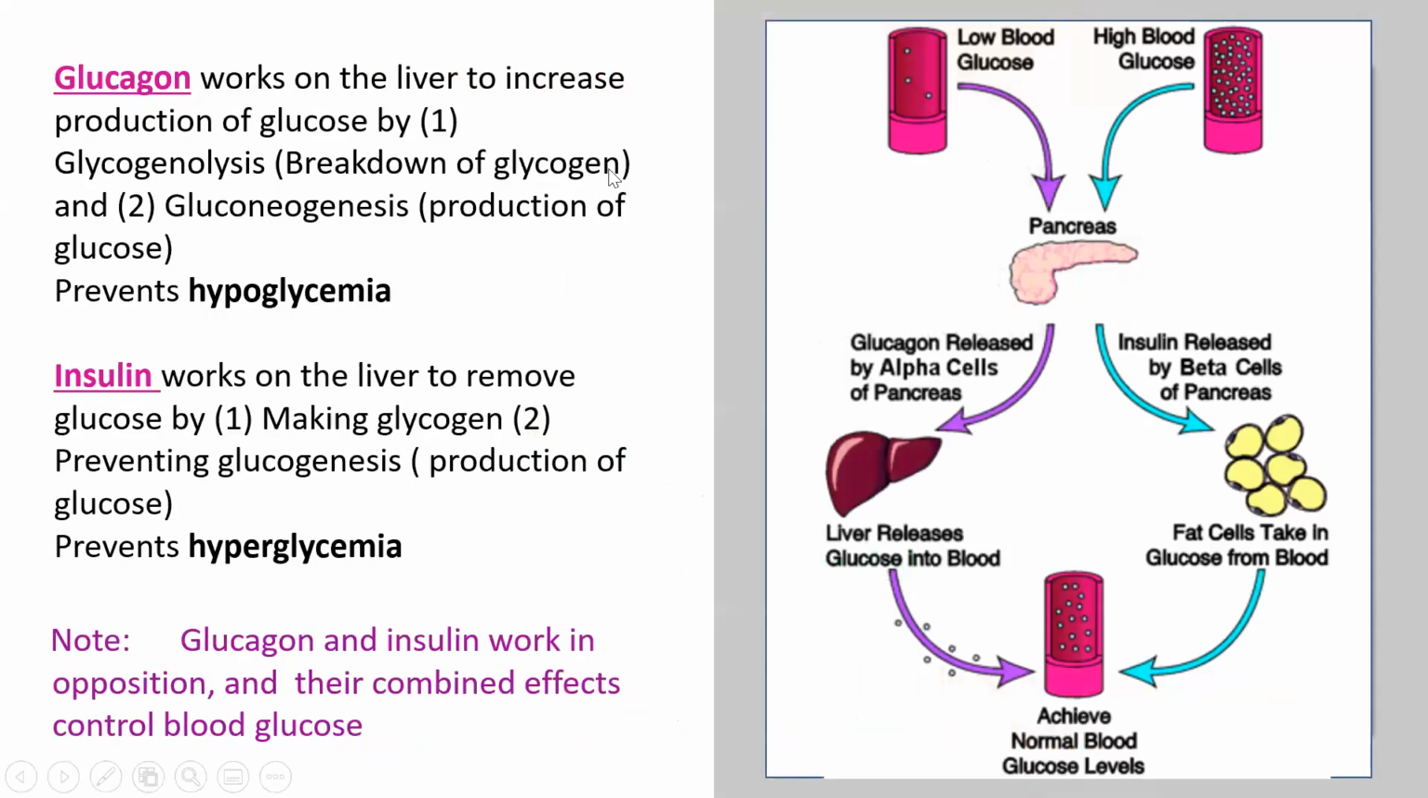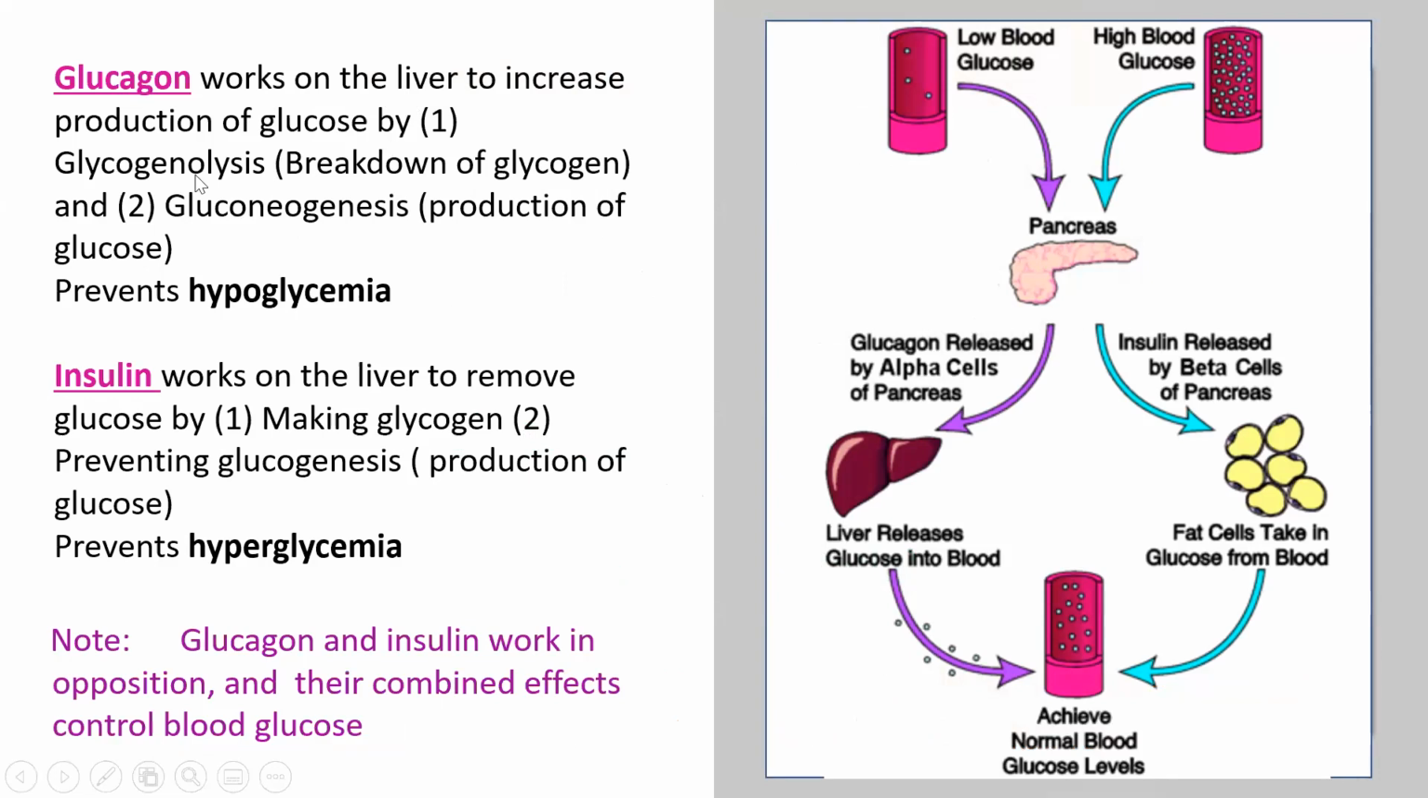So what does glucagon actually do? This is one of my, I really like this slide. Glucagon works on the liver. They kind of act opposite to each other. Glucagon works on the liver, and it increases the production of glucose. So it's like make more glucose, make more glucose.